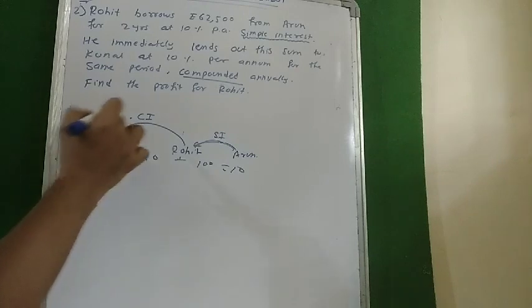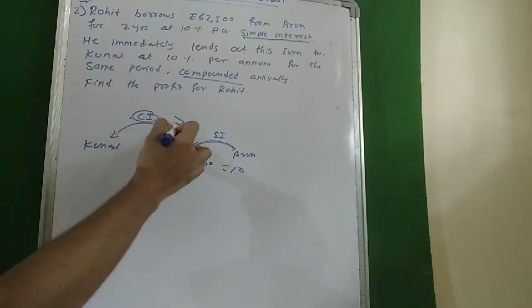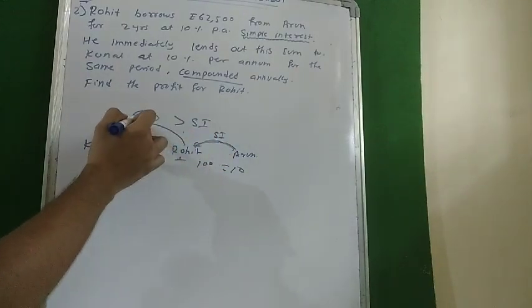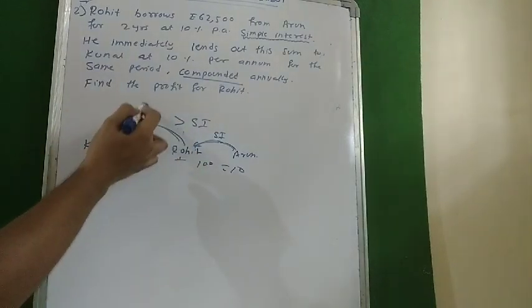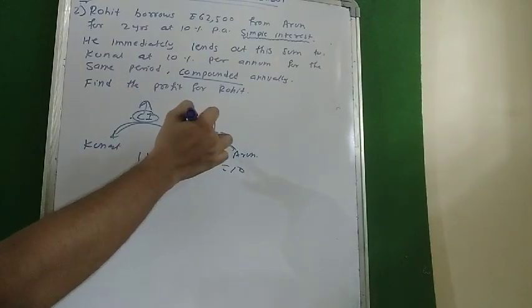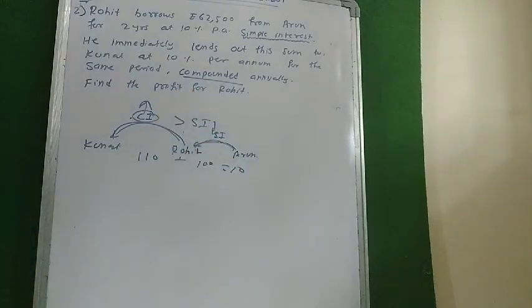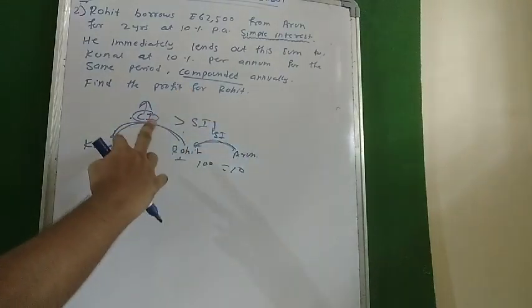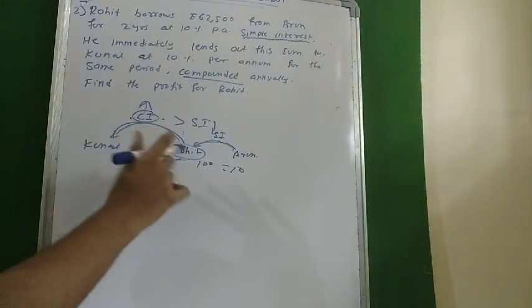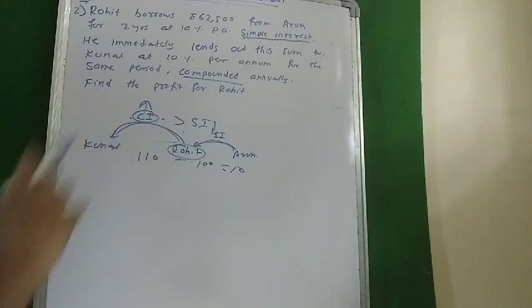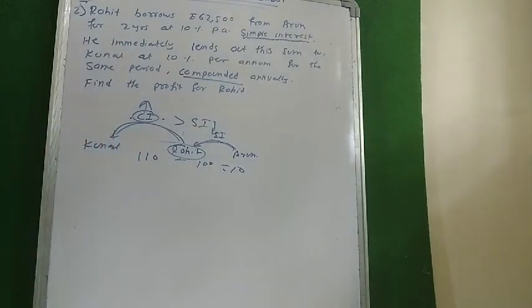Okay. So you know that compound interest is greater than simple interest. So obviously the amount he is going to receive from Kunal is greater than the amount he needs to pay to Arun as the interest. So the difference between the simple interest and the compound interest will be the profit for Rohit. Exactly the same thing banks also do with us. But yes, they charge more interest from the borrowers as compared to the lenders. Okay. Let's see what the sum is.